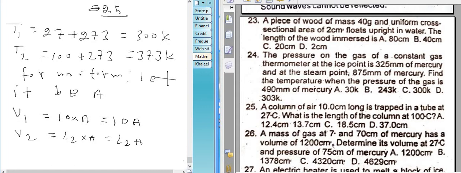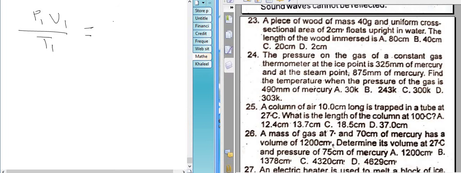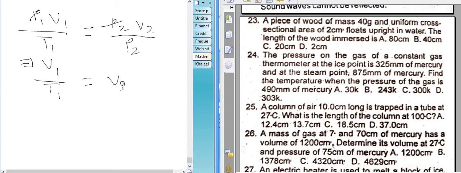So now with this data, we can apply the general gas equation. So applying the gas equation, we have P1 V1 over T1 is equal to P2 V2 over T2. We know that the pressure is constant, meaning P1 is equal to P2. This is equivalent to the expression of Charles's law from chemistry, that is, the volume is proportional to temperature. So V1 over T1 is equal to V2 over T2.